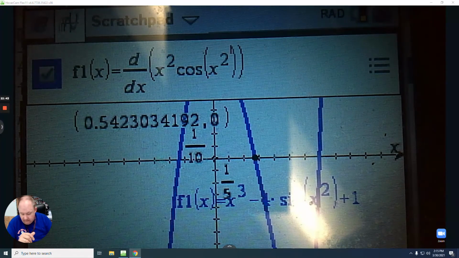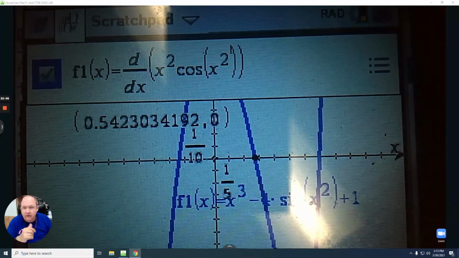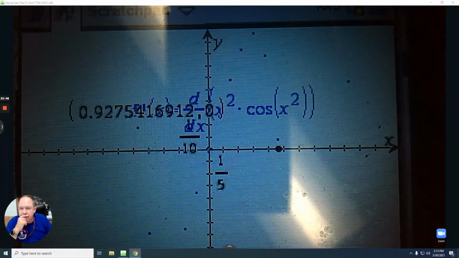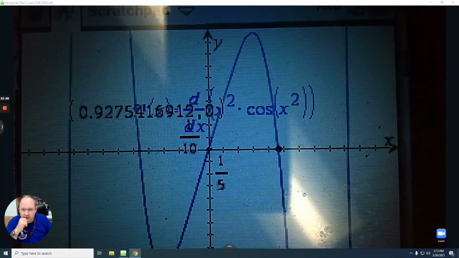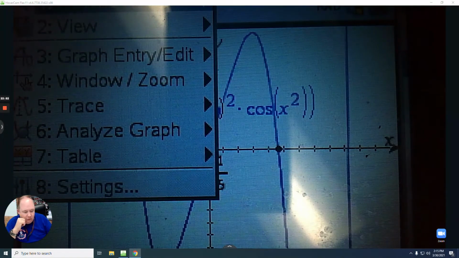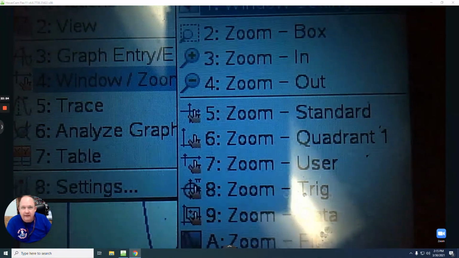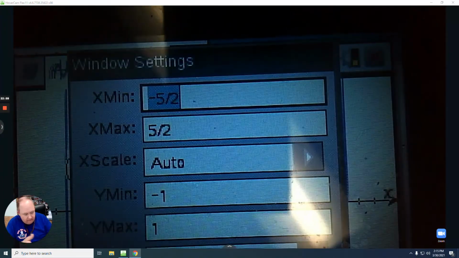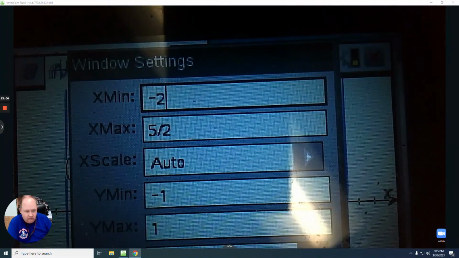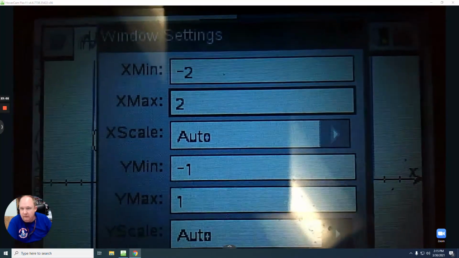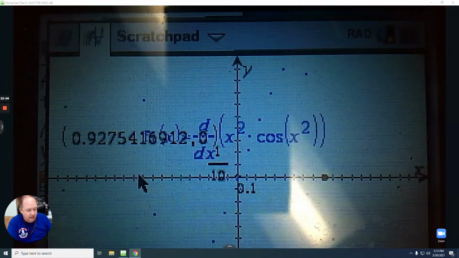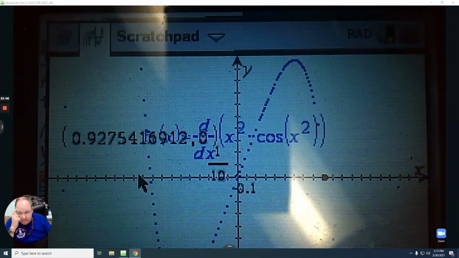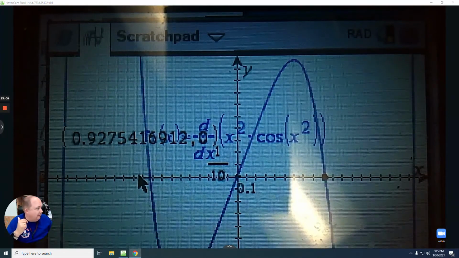Now I'll change the interval after I do that. So there's that. And then I'm going to change the interval. So I'm going to go menu, and then I'm going to go window, and then I'm going to select window settings, and then I want it from -2 to +2. So -2 to +2. I want that window. How many times does the graph cross over when you look at it?